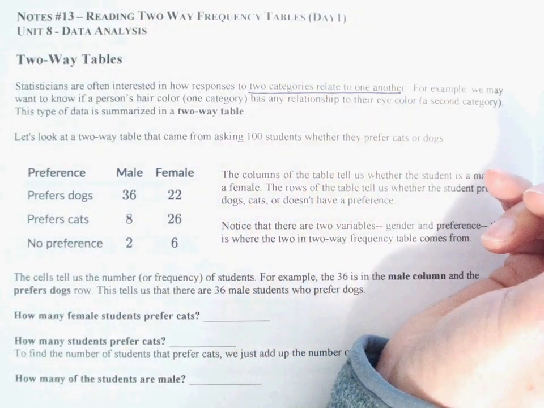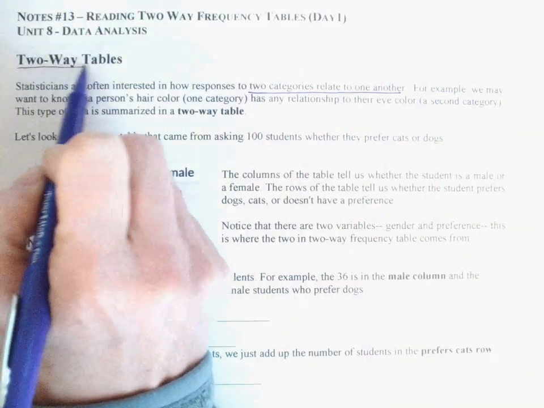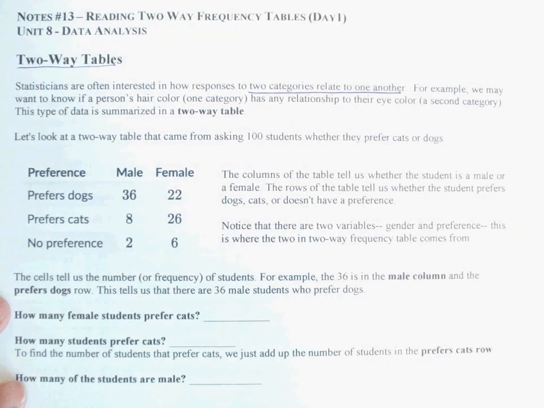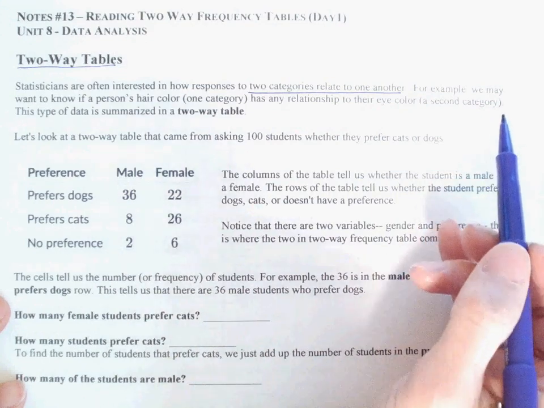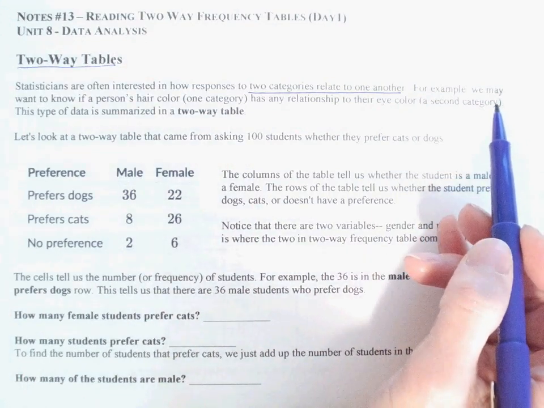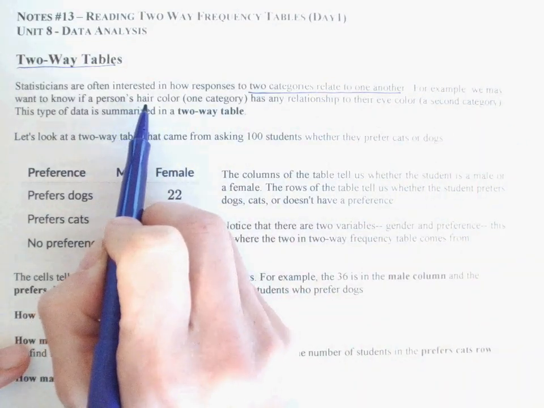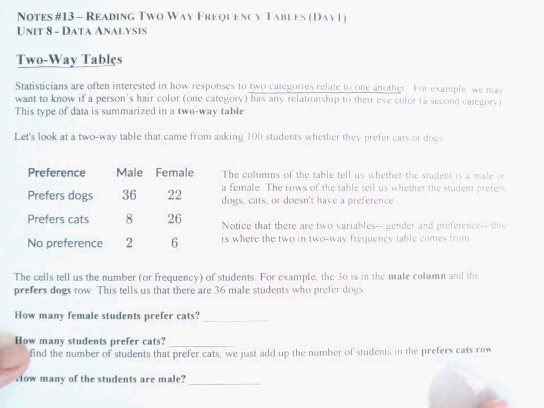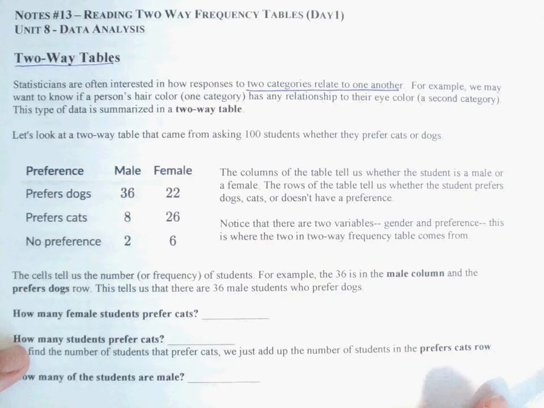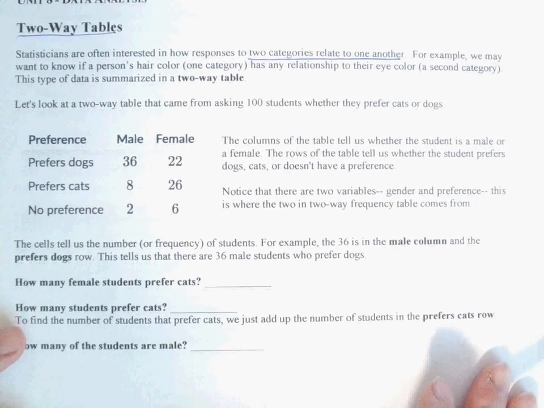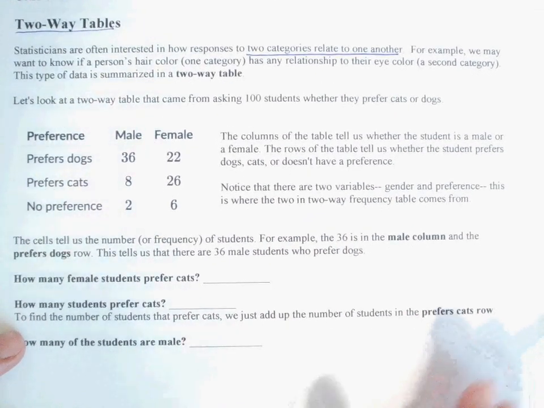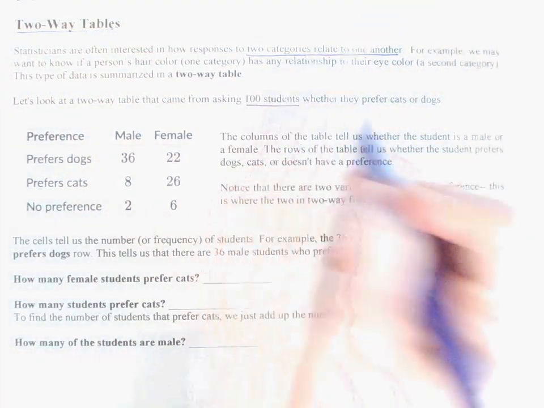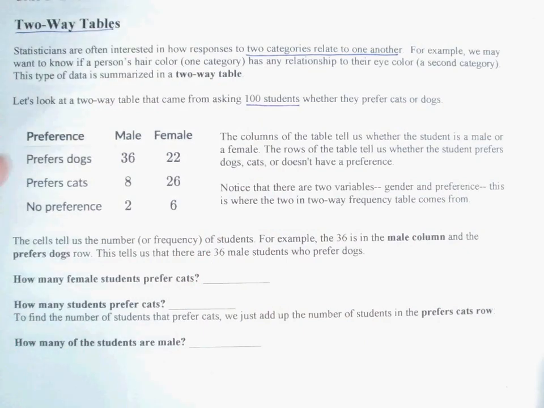And there's lots of different ways to do it. Today, and we're going to do this for a few days, we're going to work with a two-way table. For instance, what we mean by how they relate to one another is maybe how a person's hair color has a relationship to their eye color, okay? And so one way to show it is in something called a two-way table. So I found this two-way table that we'll use for today's notes, and it's talking to 100 students about whether they prefer cats or dogs or no preference at all.